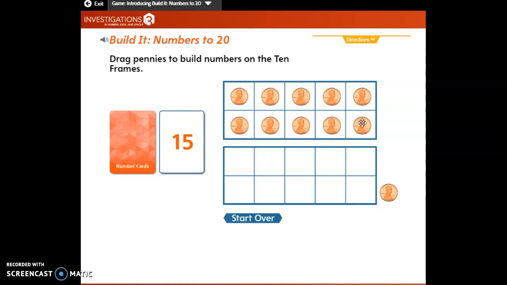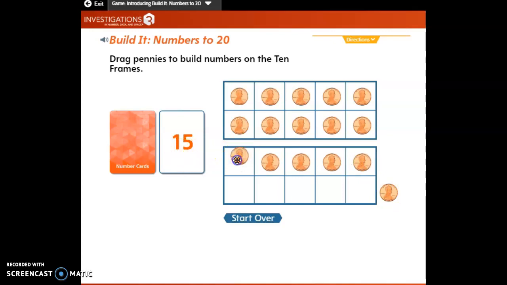What do you think I should do next? I didn't get to the number 15 yet. Should I keep counting? Where should I put my pennies next? I hope you said in the second 10 frame. Let's keep counting. I have 10 up there so far, so I can keep counting by ones. I have 11, 12, 13, 14, 15. Wow, I got to the number 15.